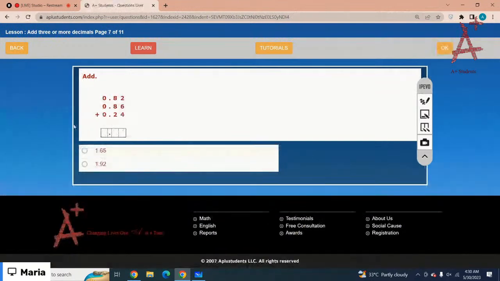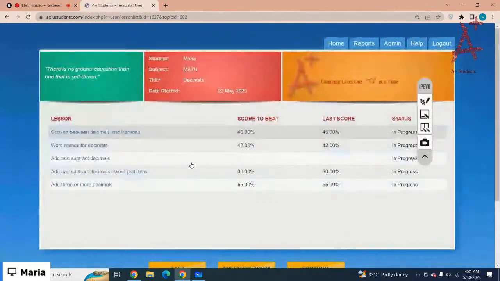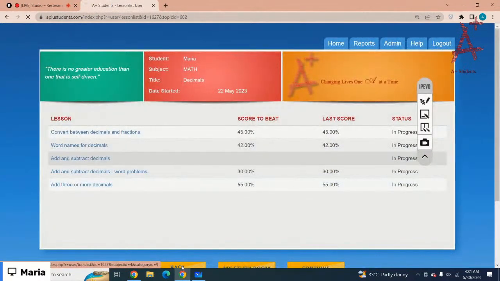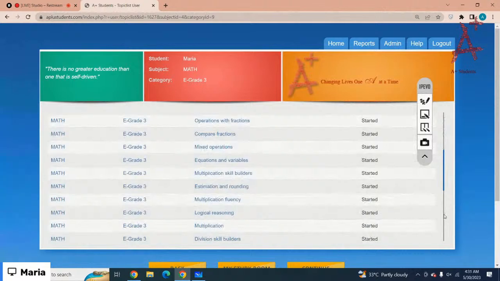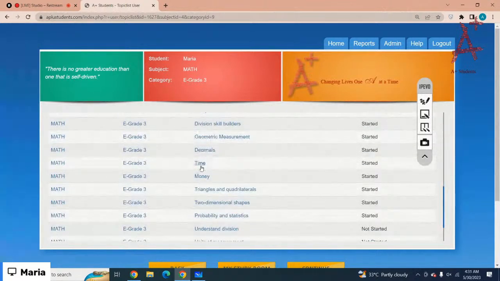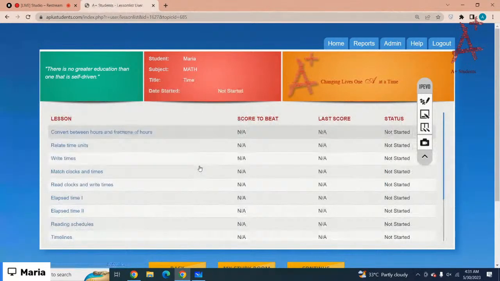Okay, you can complete the test by yourself later today. Let me move on to the next lesson. So we're done with the lesson on decimals. We're going to start the new chapter, which is time. Here it is. Convert between hours and fractions of hours.